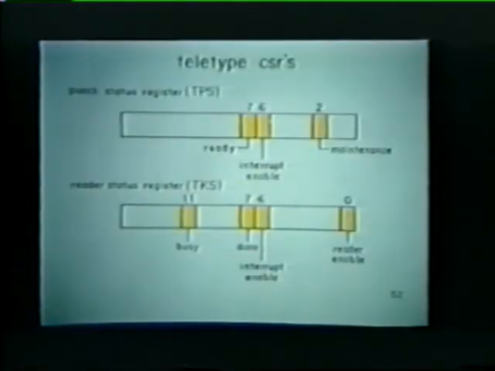The teletype CSRs are referred to as the punch status register, or TPS, and the reader status register, or TKS. The bit assignments are similar to the examples that we previously discussed. One that we didn't describe before is bit 2 of the punch status register. This is called the maintenance bit.